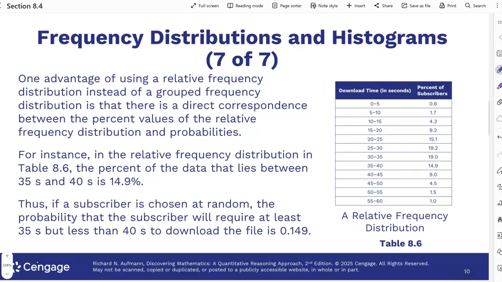So if we were looking at the probability that if a subscriber is chosen at random, that the subscriber is going to require at least 35 but less than 40 seconds to download. We could look at our data here. 35 to less than 40 would be this class. And that percent based on our data would be 14.9%. Now, if I wanted that as a decimal instead of a percentage, I would move that decimal to the left 2 times, which is where that 0.149 would come from.